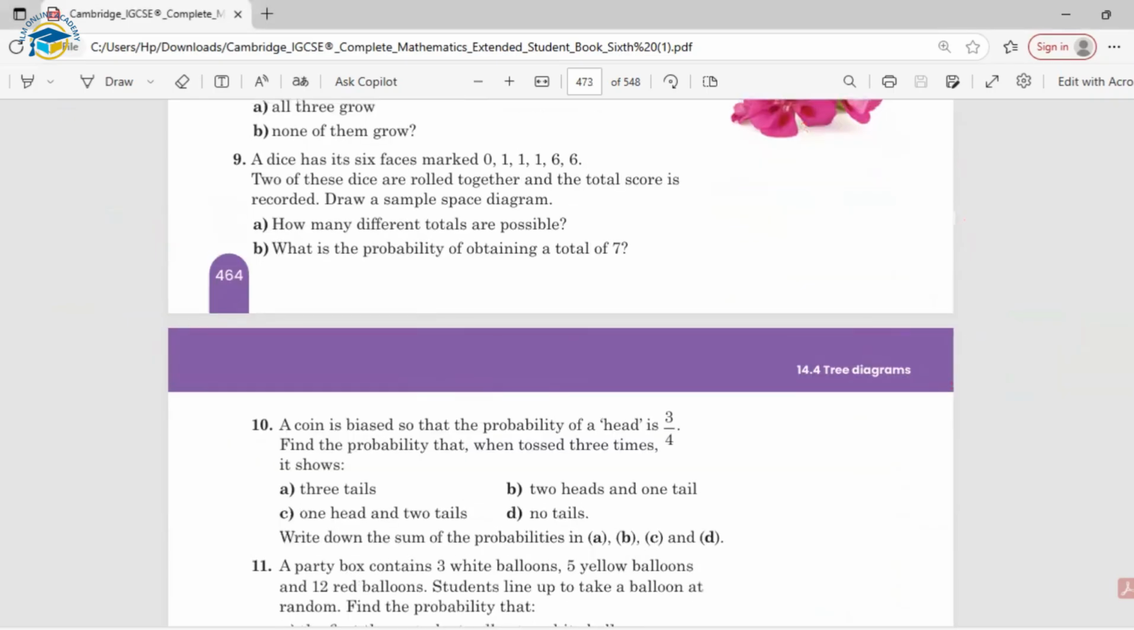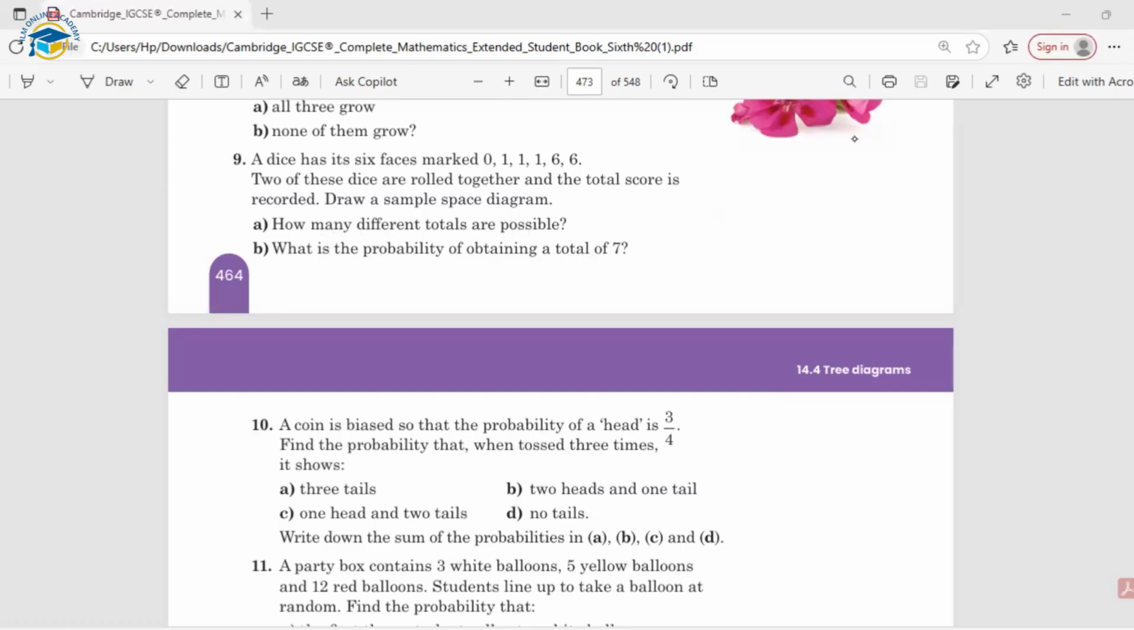So moving towards part number 9, in this they're saying a dice has its 6 faces marked as 0, 1, 1, 1, 6, 6. Okay, this time they gave us the dice with different possibilities. Like we know the dice have the numbers 1, 2, 3, 4, 5, 6. But this time they give 0, 1, 1, 1, 6, 6. What they're saying is 2 of these dice are rolled together and the total score is recorded. 2 dice rolling probabilities basically is 36, the total probabilities. We need to draw the sample diagram and check how many different total possible outcomes there are, and what is the probability of obtaining a total of 7.